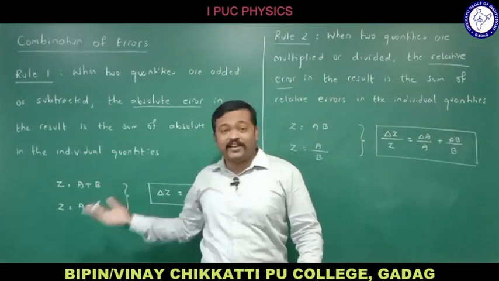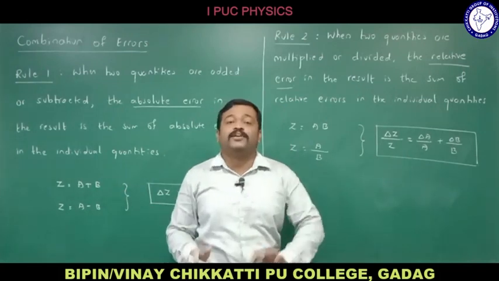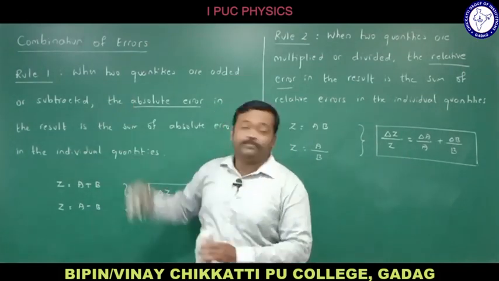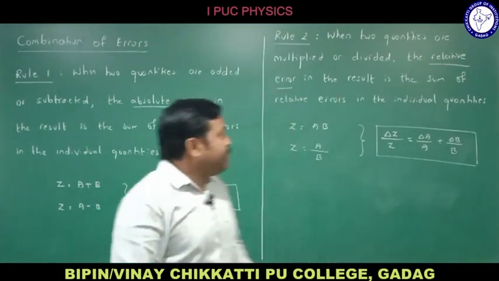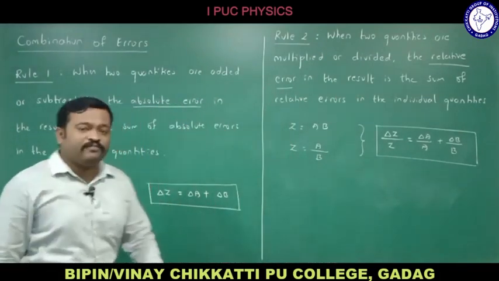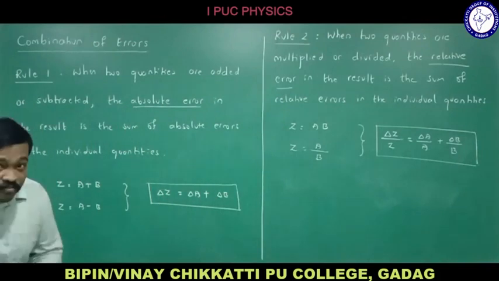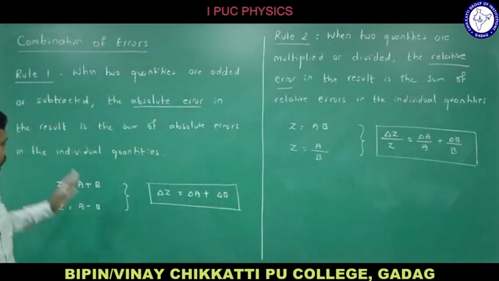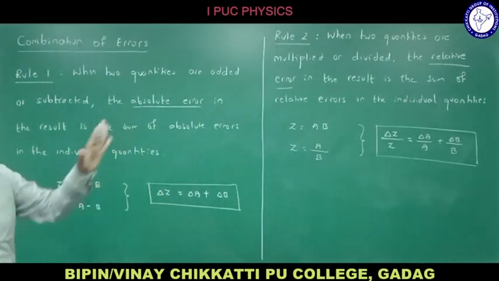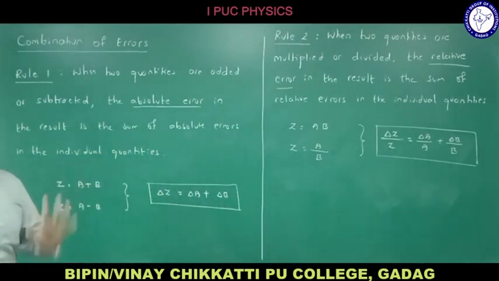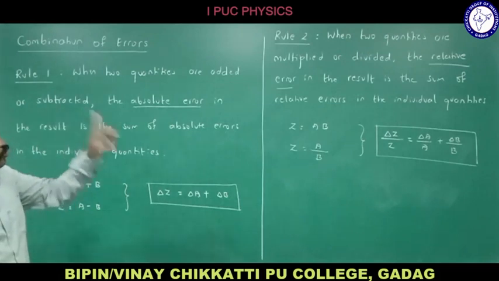Sorry, that is why I told you, if the two quantities are added or subtracted, absolute errors must be added. Here, relative error must be added, based upon multiplication and division. Based upon the mathematical operations, we need to decide which error we want to take. During addition and subtraction we take absolute error, during multiplication and division we take relative error. Okay, this is rule number 2.